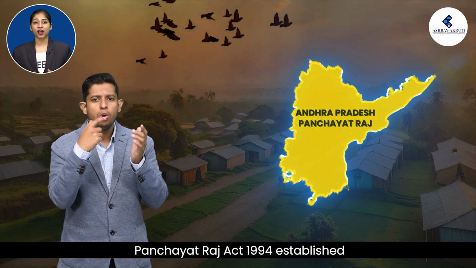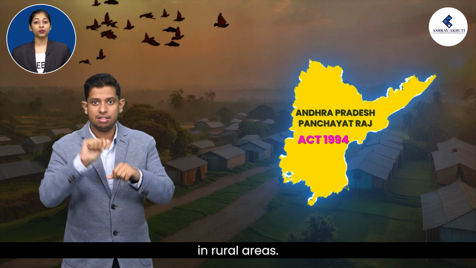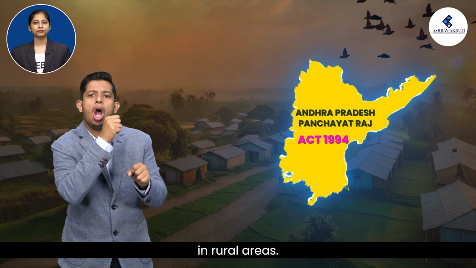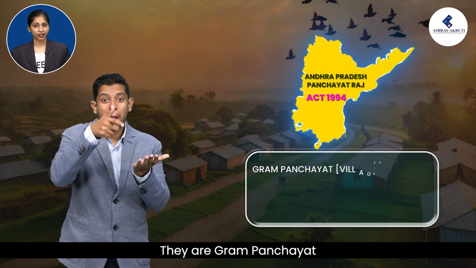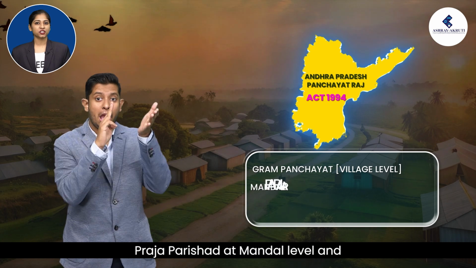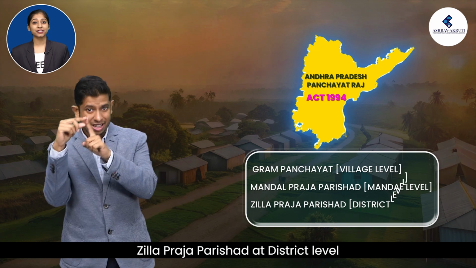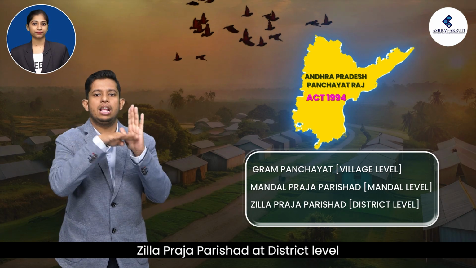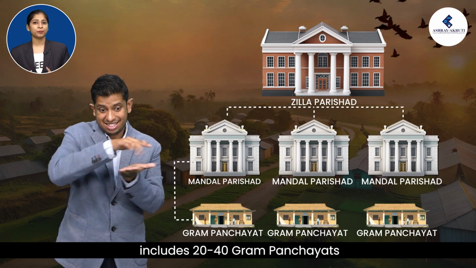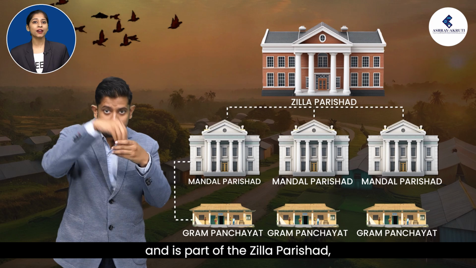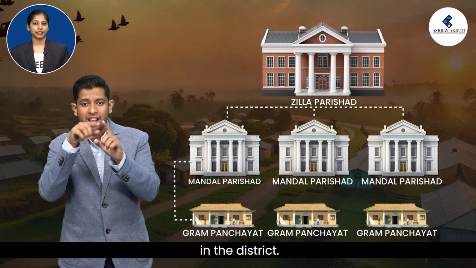Andhra Pradesh Panchayat Raj Act 1994 established 3-tier local self-governments in rural areas. They are Gram Panchayat at village level, Mandal Praja Parishad at Mandal level, and Zilla Praja Parishad at district level. A Mandal Parishad includes 20 to 40 Gram Panchayats and is a part of the Zilla Parishad, which covers all Mandal Parishads in the district.